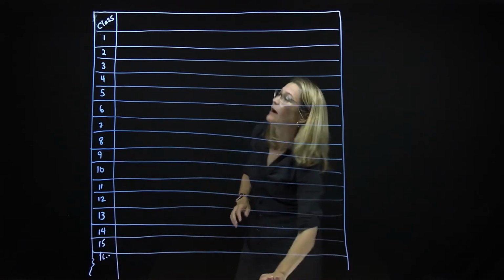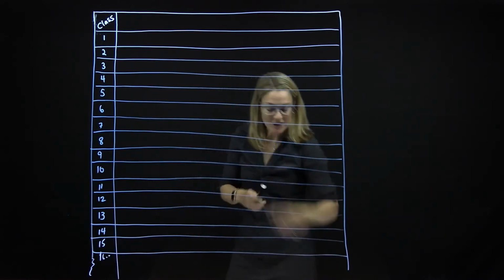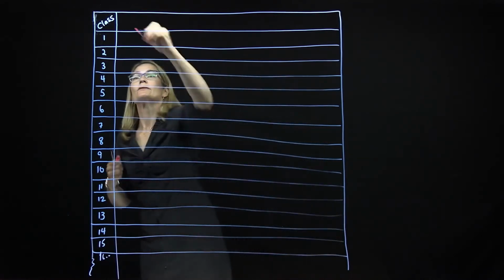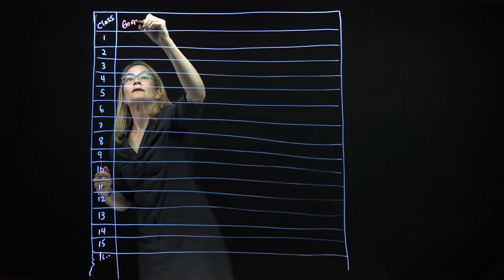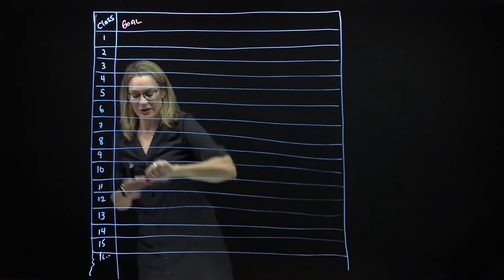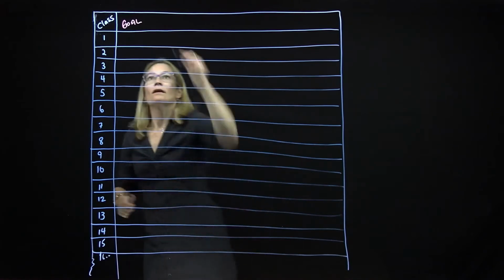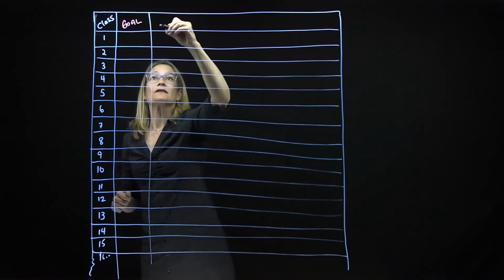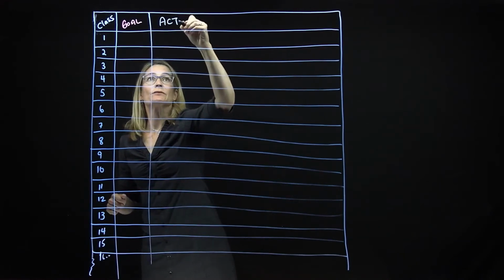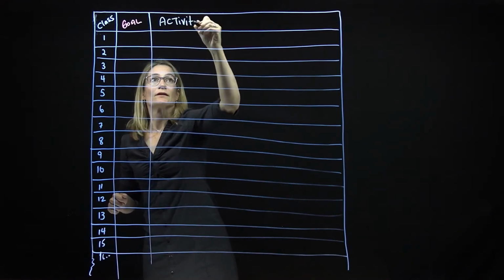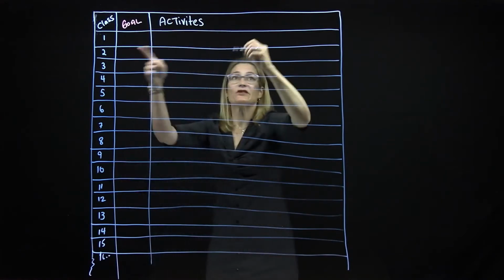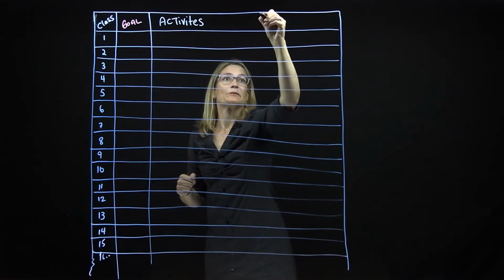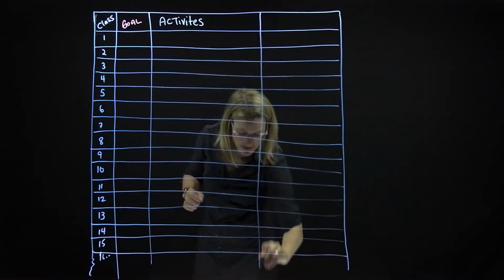The second column is also important. It's the goal of the class. Okay, so this is the goal. What is it that we want to accomplish? The third one is the activities that we want to do. How are we going to accomplish that goal? I'm going to leave a much bigger space for that. We can write that in.